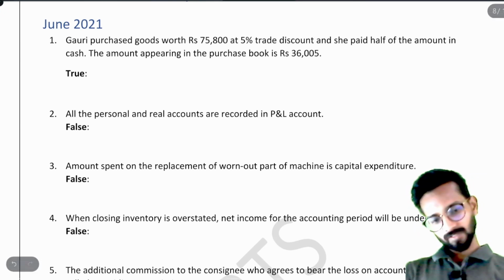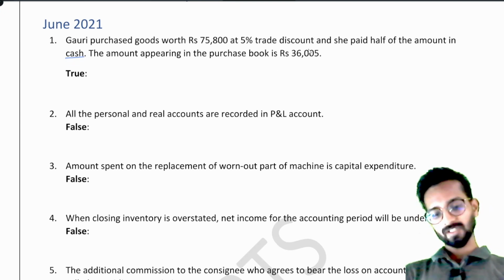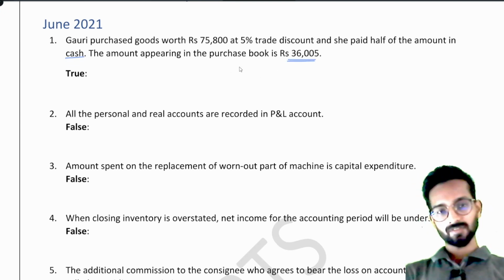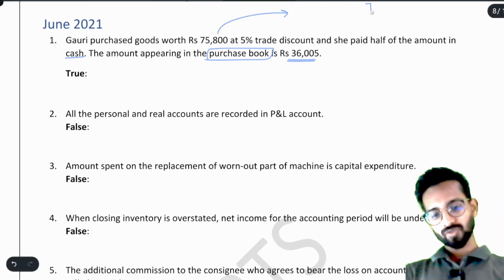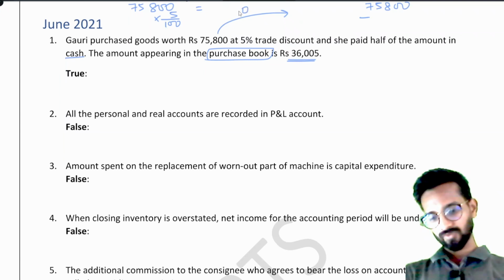Chalo bhai, first question is, Gauri purchased goods worth 75,800 at 5% trade discount and she paid half of the amount in cash. Very good. The amount appearing in the purchase book is 36,005. So we have to check whether it is correct or not. Remember, purchase book records only credit purchases. Okay, our total purchase is 75,800. 5% discount will be 75,800 multiplied by 5%. It will give you 3790. This is your discount, minus 3790.